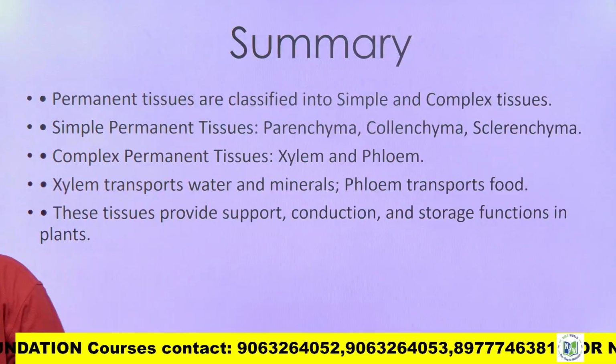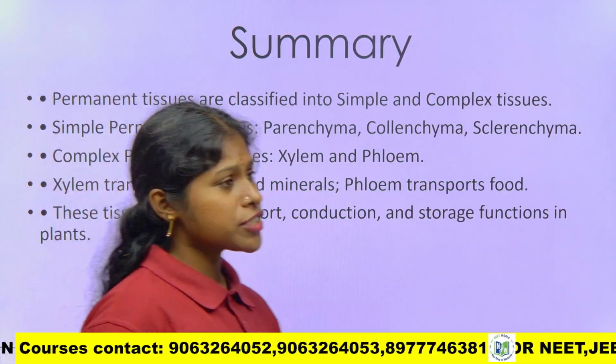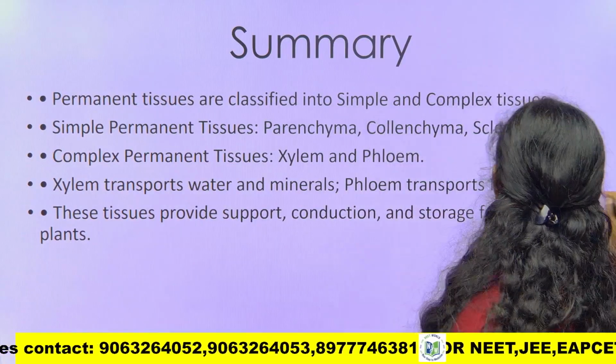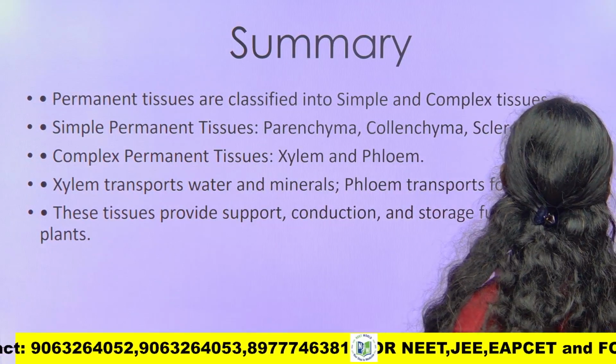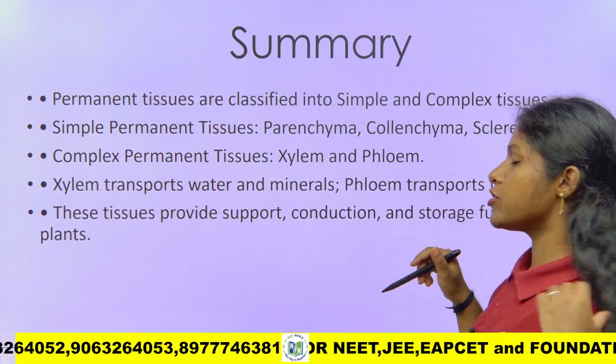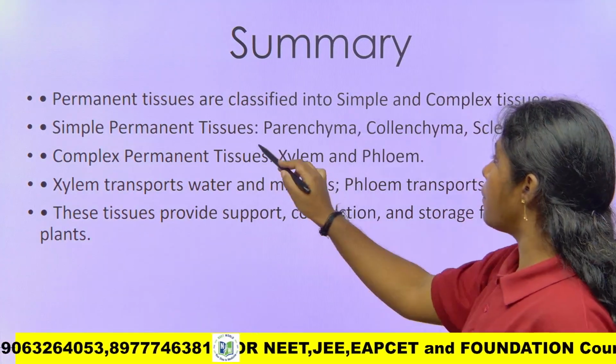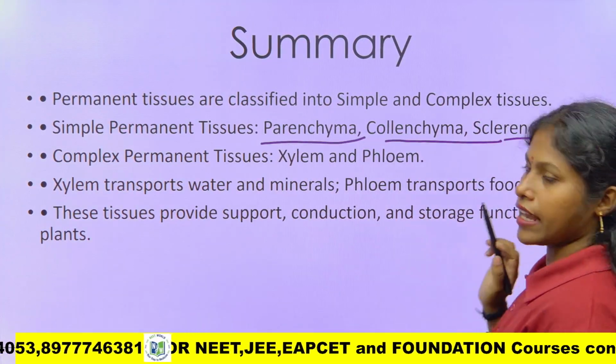So let's see the summary, children. Permanent tissues are classified into two types, simple and complex. We already studied the simple ones, right. Simple permanent tissues are of how many types? There are three types: Parenchyma, Collenchyma and Sclerenchyma, right.